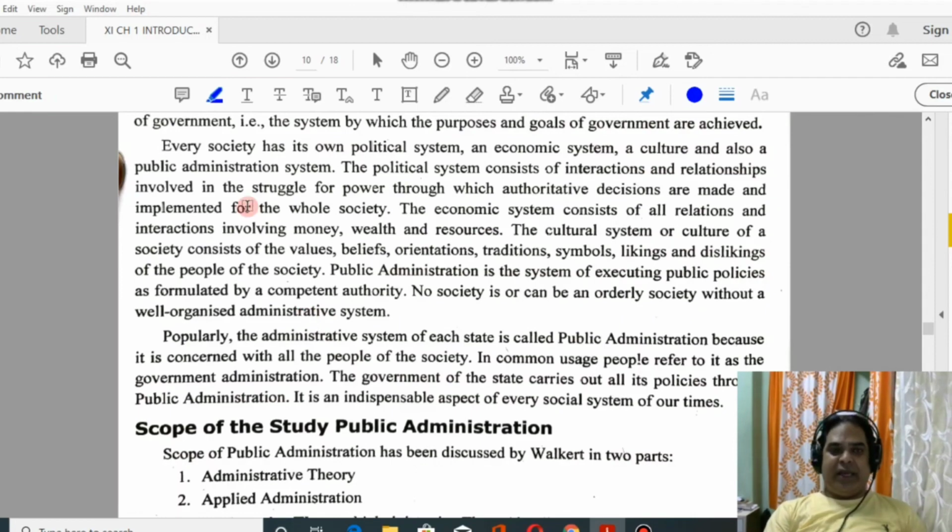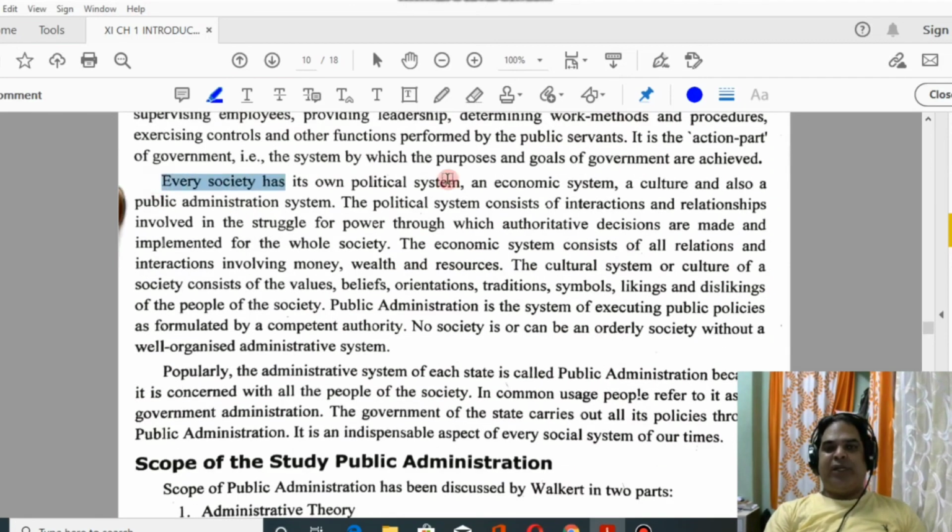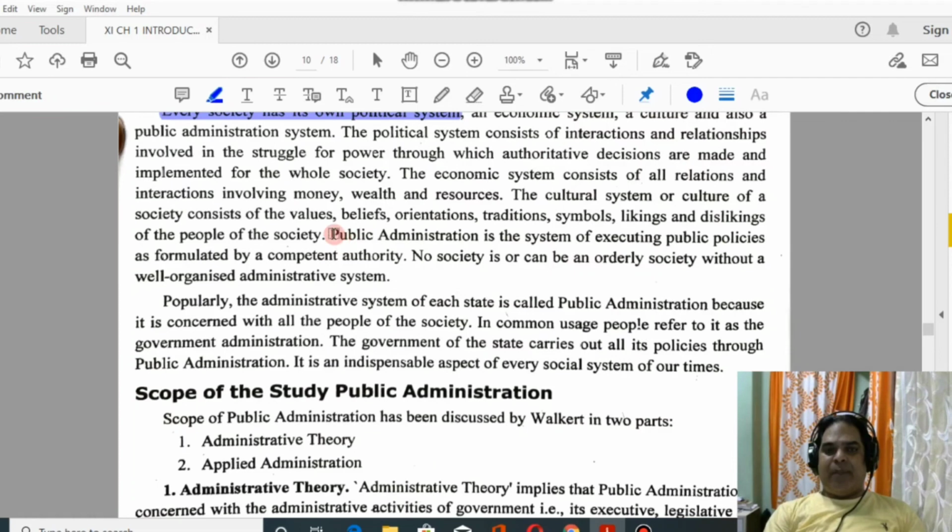Okay, now you can see here, every society has its own political system, economic system, culture. The political system consists of interaction and relations involved in the struggle for power. Now you can see this last, public administration is a system of executing public policies as formulated by the competent authority.